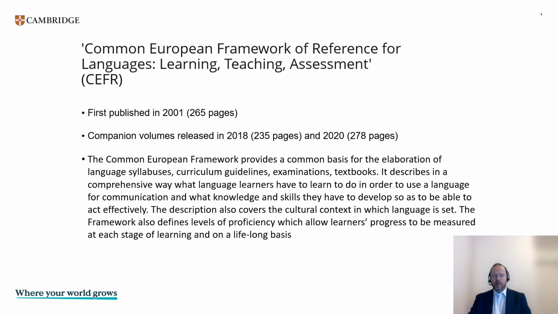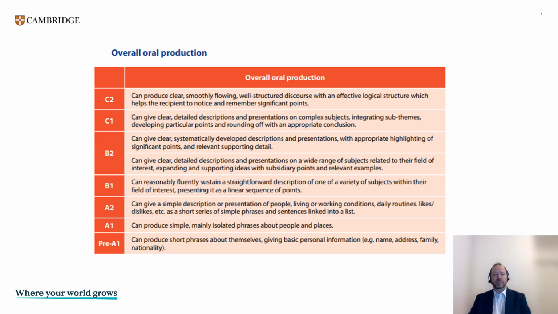The first edition of the CFR was published in 2001, and then there's been a couple of companion volumes released since then. I won't read out what's on the screen, but you can do this by yourself. But basically the CFR document is incredibly useful, and it's something that I myself use on a regular basis. But what's inside this document? Well, here's an example of the overall oral production skills and the can-do descriptors that are within.